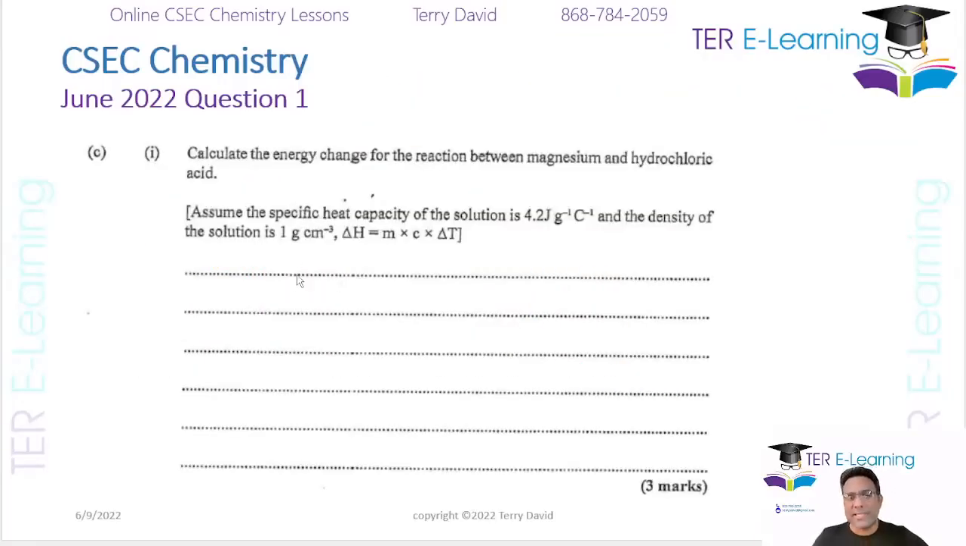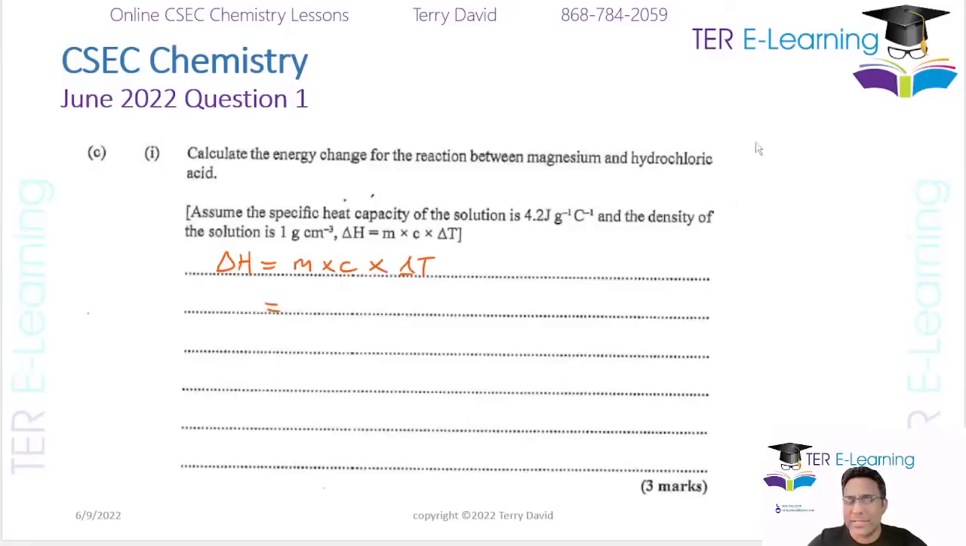Right, now, this is the one that I got a lot of questions regarding. There was a little question regarding how you're calculating this. Calculate the energy change for the reaction between magnesium and hydrochloric acid. Now, to work out, they give you the formula. So the energy change, delta H, is given by M by C by delta T.